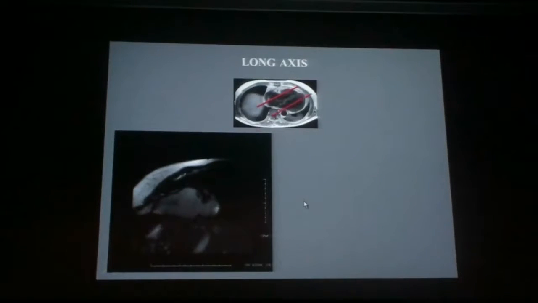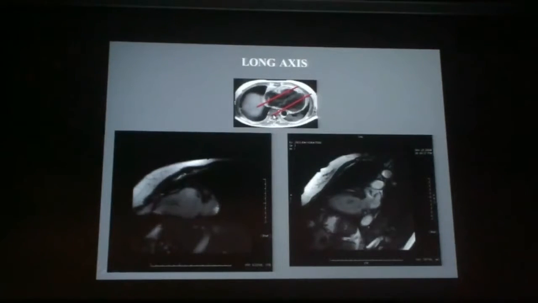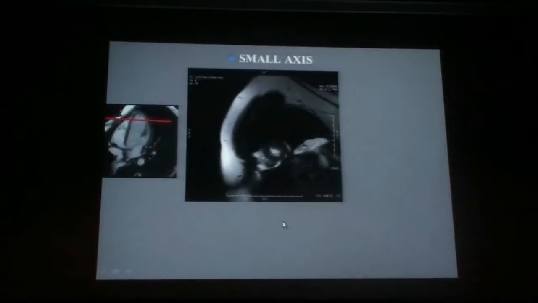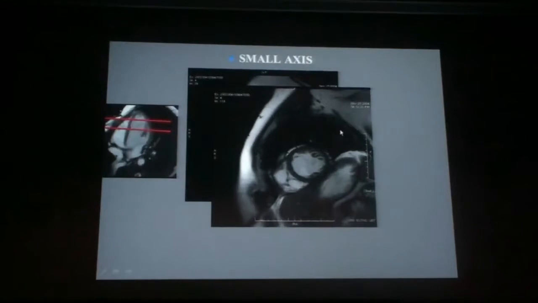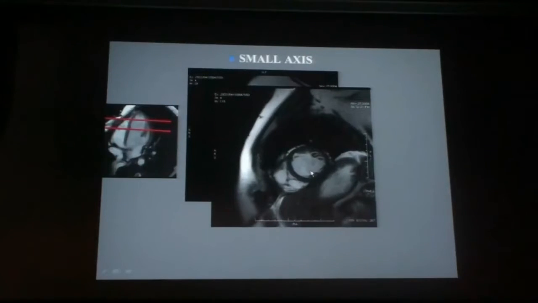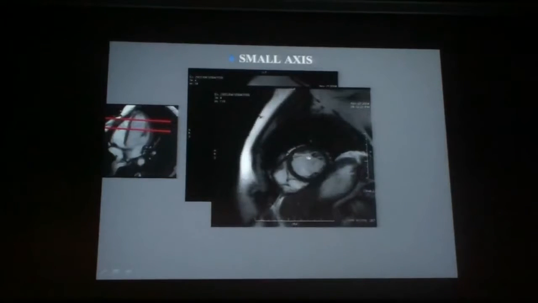You can also position a slice, as we saw, along the left ventricle and the left atrium, so that you get this 2D longitudinal view of your left ventricle. You can then position axial slices on your four-chamber cavity to get a two-chamber small axis view of your heart. It's pretty easy then to identify on these structures the different elements of your heart.